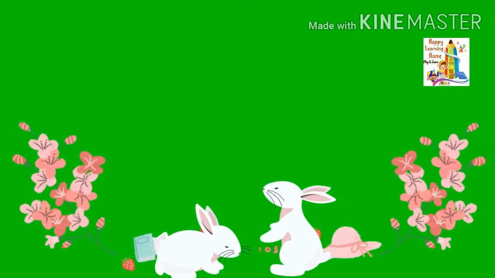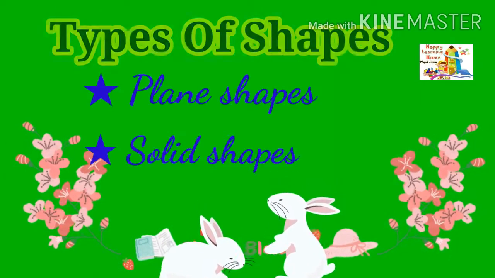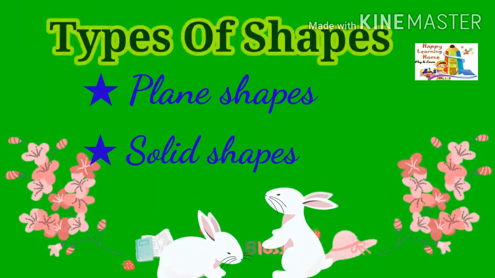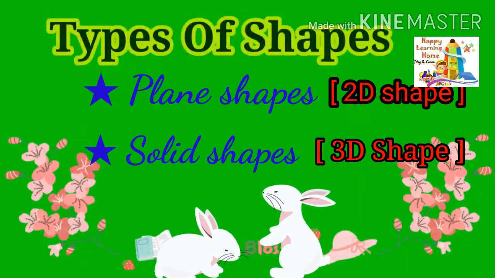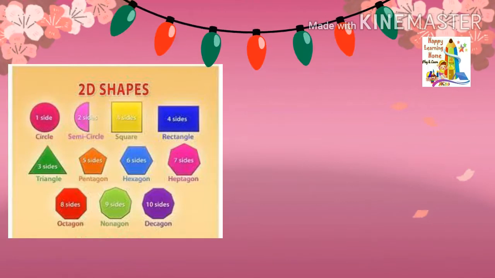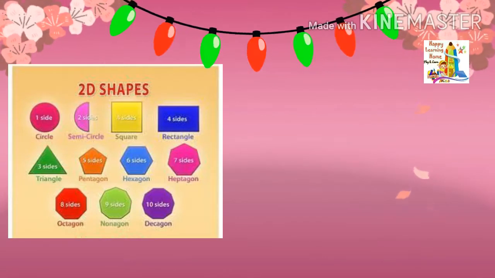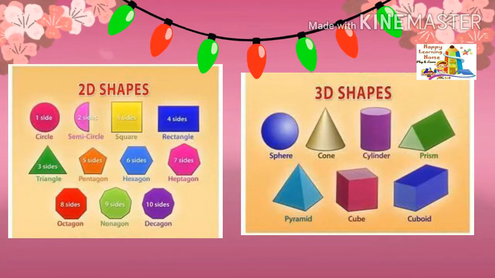The shapes are divided into two types. There are plane shapes and solid shapes. Plane shapes are also called 2D shapes. Solid shapes are also called 3D shapes. The examples of plane shapes are square, triangle, rectangle. The examples of solid shapes are cone, cube, cuboid, cylinder.